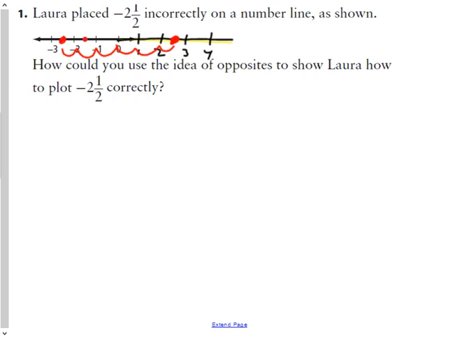So the correct position for negative 2 1/2 is not between negative 1 and negative 2. It's between negative 2 and negative 3. So the idea is opposites in negative integer land are always equidistant, or the same distance from 0, as their positive counterpart.